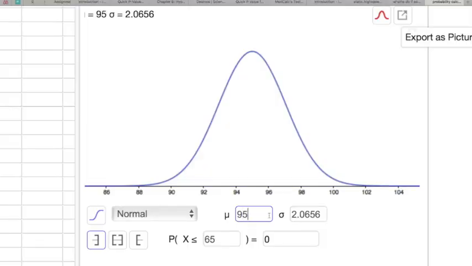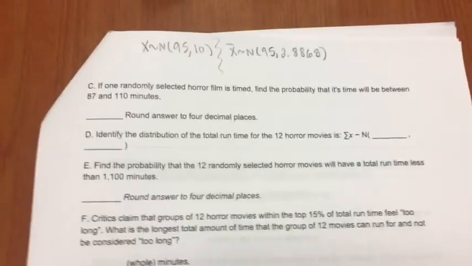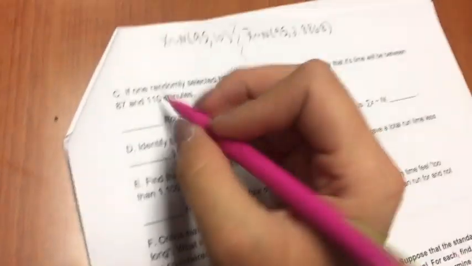The 95 is going to go right there. My rounded standard deviation is going to be 2.8868, and I want it to be between 87 and 110. Press enter, and so my probability is going to be 0.9972.